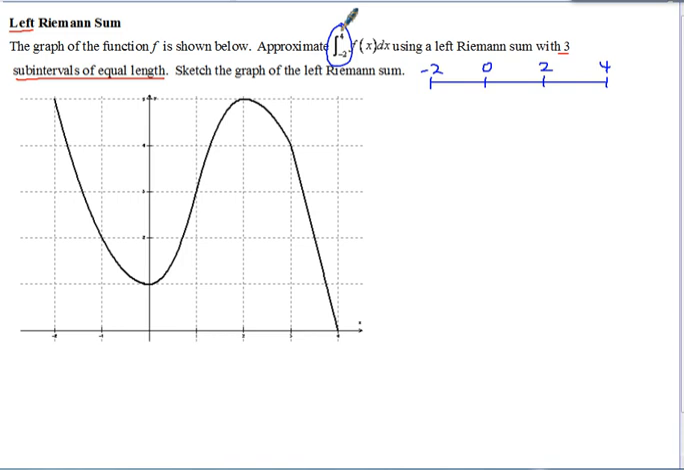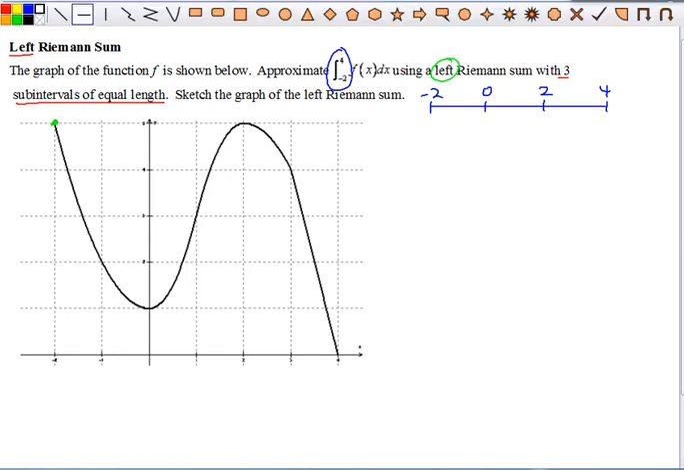Now let's draw it first on the graph. But this time, as the name suggests, it's a left Riemann sum, meaning instead of using the right endpoint to get the height of the rectangle, we use the left endpoint on each subinterval. So the left endpoint on -2 to 0 is -2. So look where the function is at -2. It's right there. And we use that to draw a rectangle. Oops. To get the height of that first rectangle.